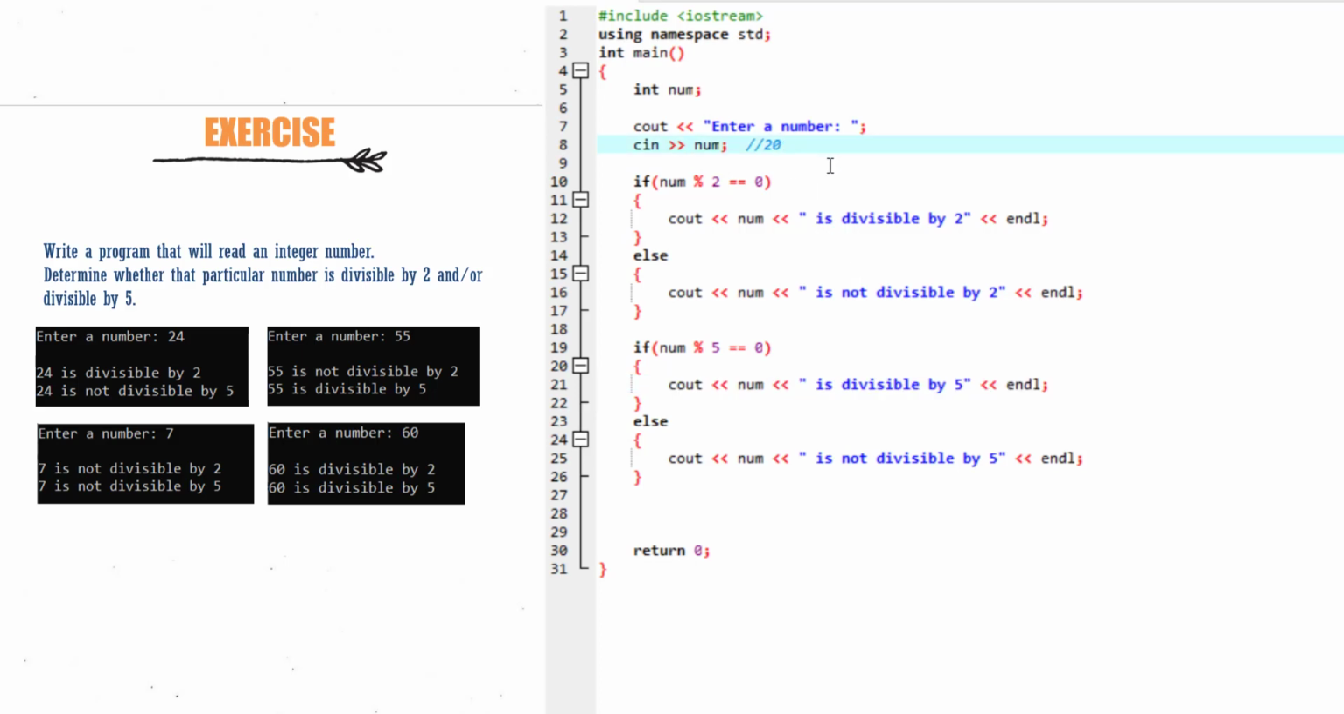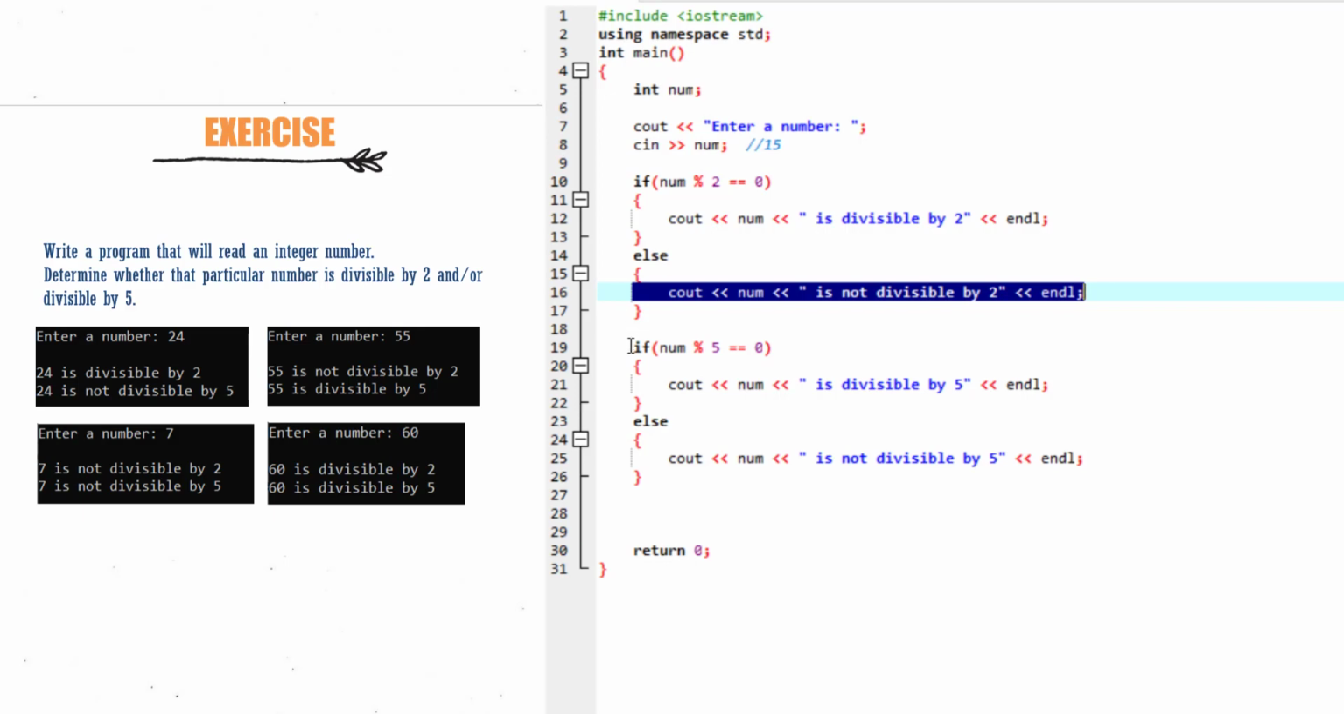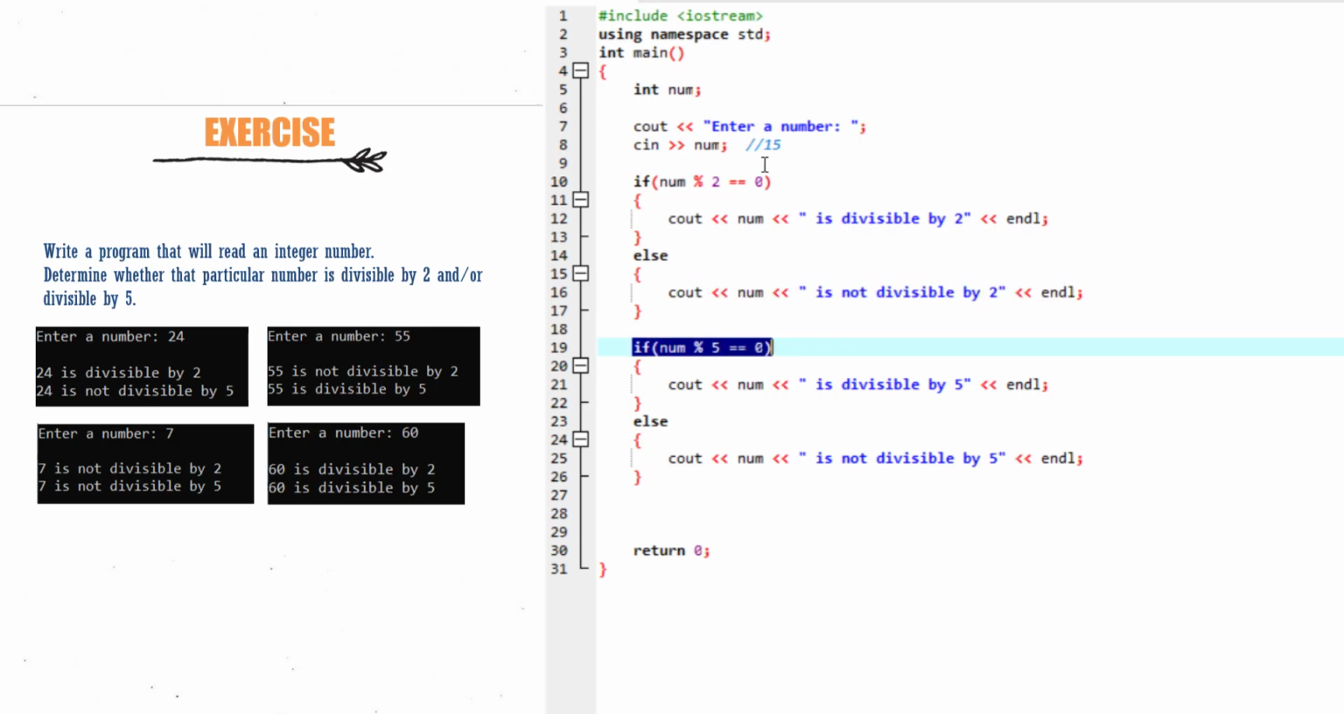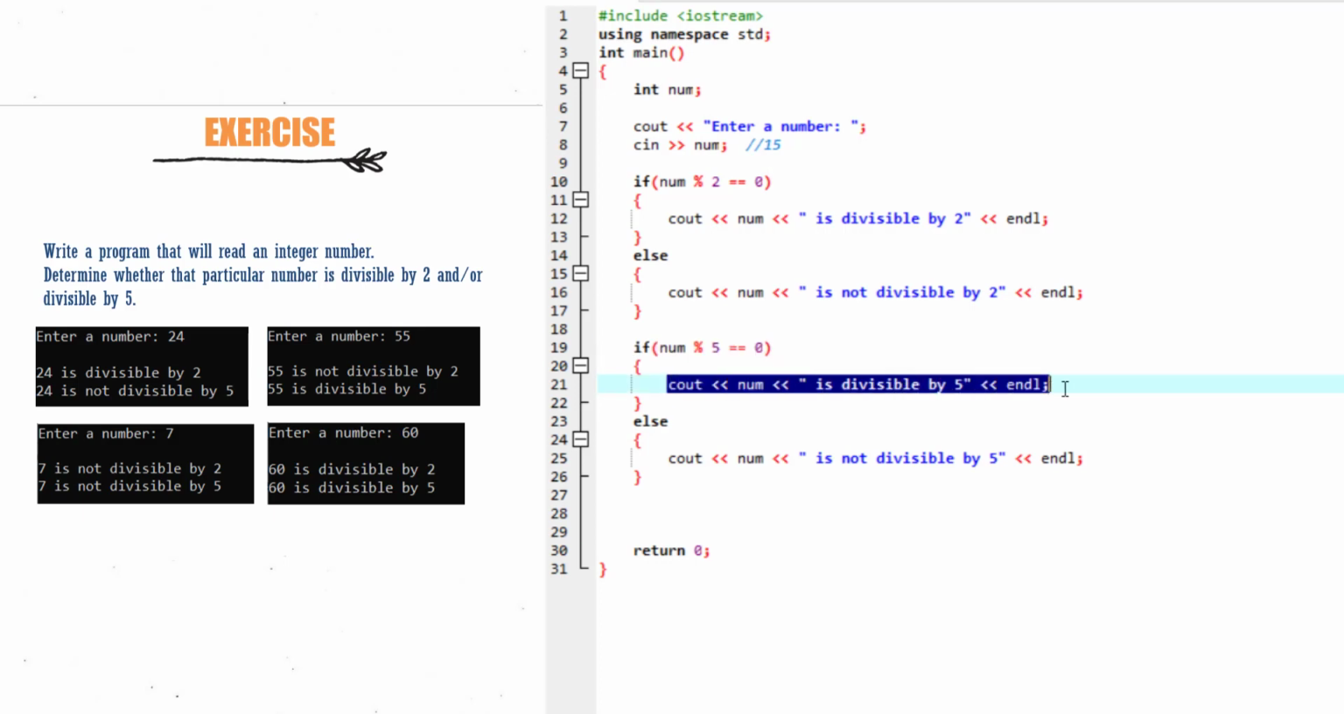So let's say if we choose 15. 15, when we divide it by 2, it does have a remainder, so it will display this part: 15 is not divisible by 2. Once done that, it will move on to the next line. If num modulus 5, which is 15, when we divide it by 5, does it have a remainder? No, so meaning that 15 is divisible by 5. So we know that this solution or this program will be able to solve this problem.